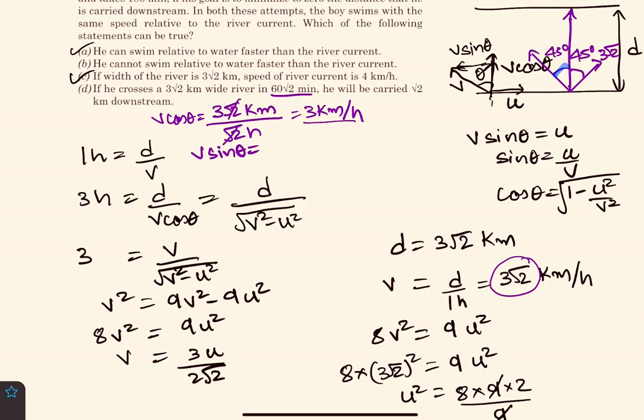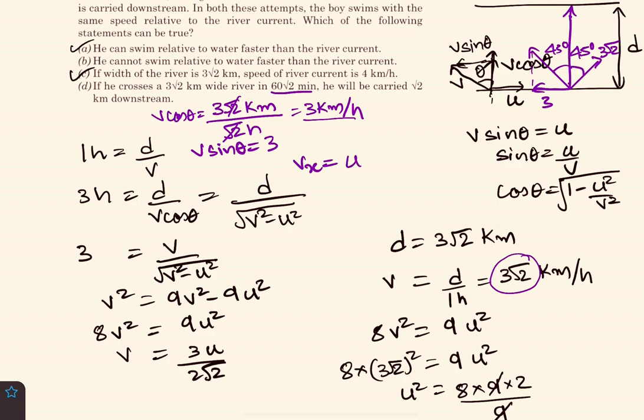But if it is traveling this way, this is also another possibility according to this option. Once again the component here is 3 and the speed of the river is 4. So the speed with which he is moving with respect to ground comes out to be 4 minus 3, that is equal to 1. So v sin theta is 3. The speed along the x direction will be u minus v sin theta, where u is 4 and v sin theta is 3. In this case it becomes 1 kilometer per hour, and we know that it takes root 2 hours to cross, so in that case this option becomes correct.